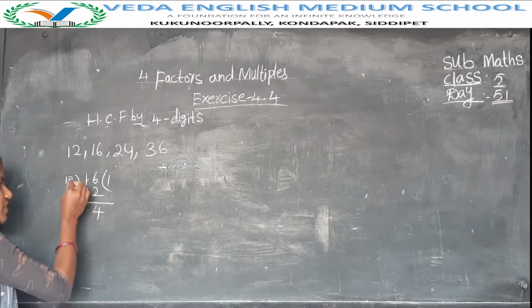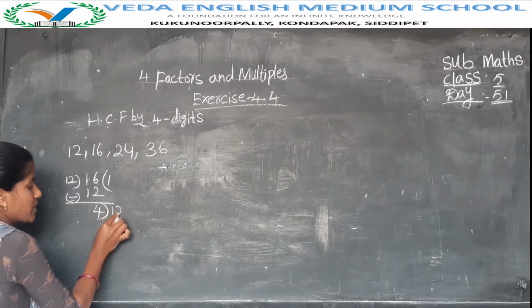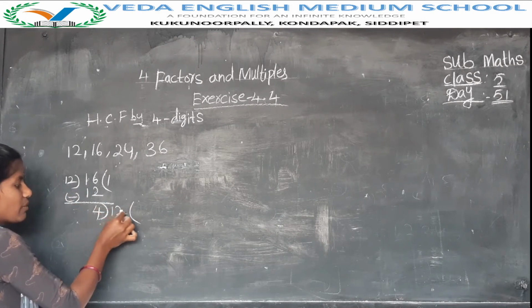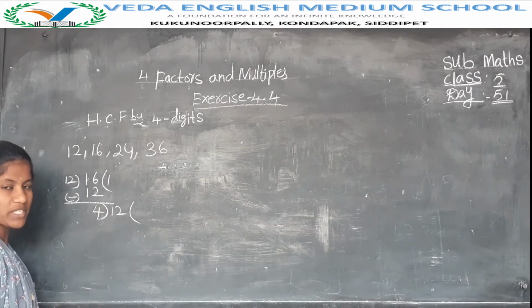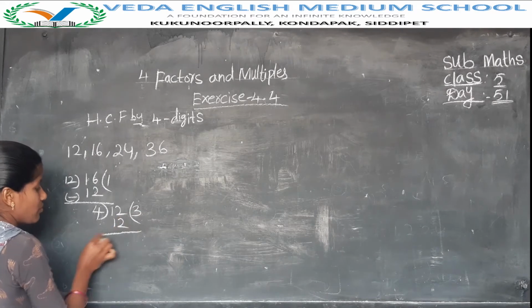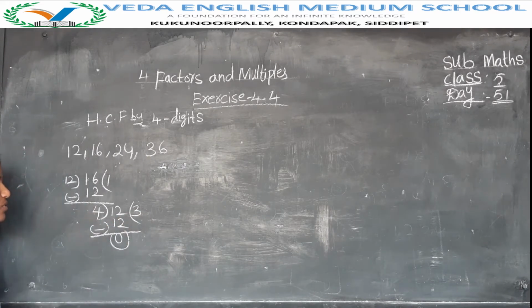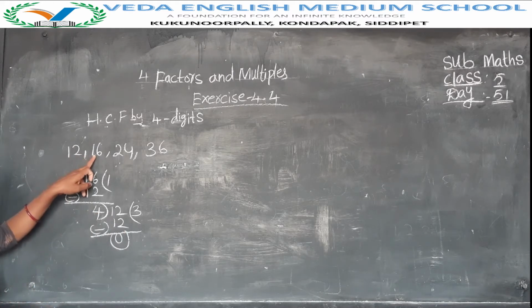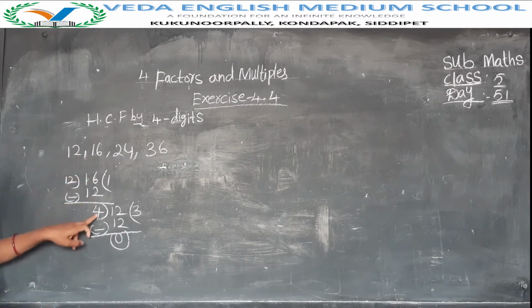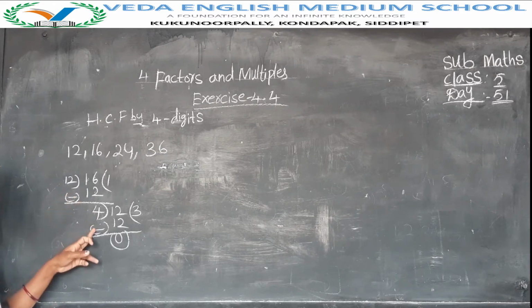You have to take the first divisor as dividend. What is the first divisor? 12 is the first divisor, so 12 is the dividend. In the 4 table 12 is possible. Is 12 divisible by 4? Yes, 4 threes are 12. 12 minus 12 is 0. Here you got the remainder 0. So what is the HCF of 12, 16? The HCF of 12, 16 is 4. Why do you have to take 4? Because always the last divisor is our HCF.